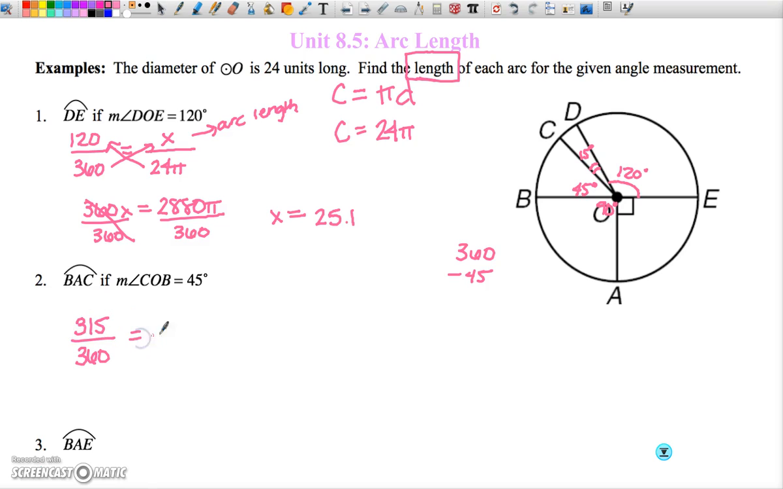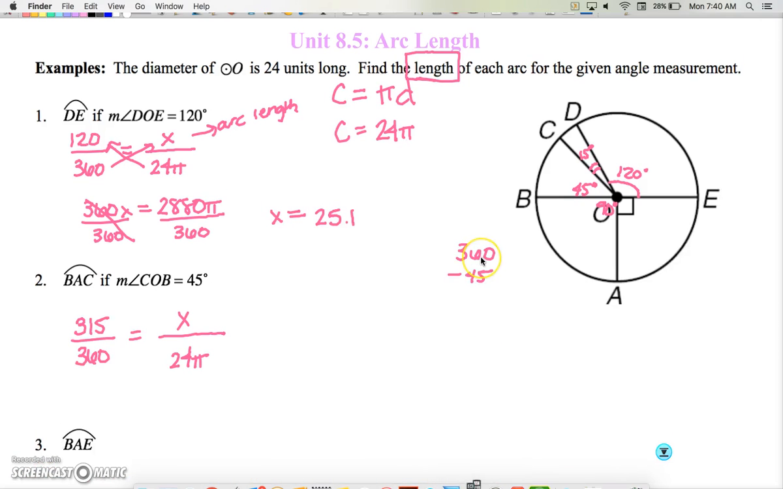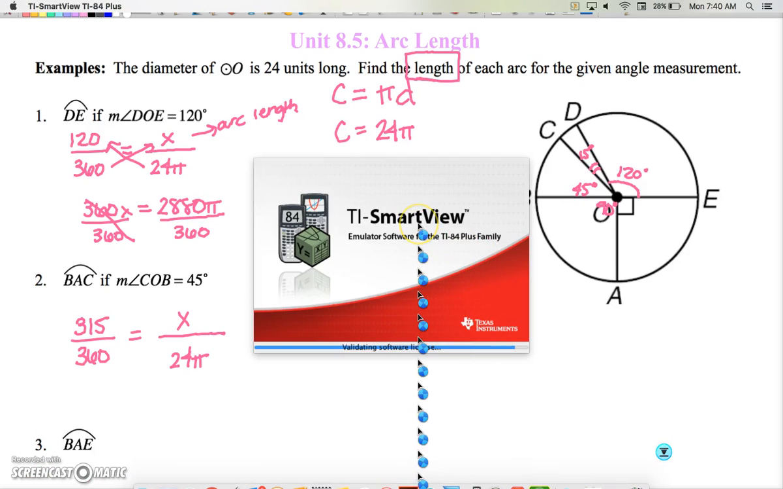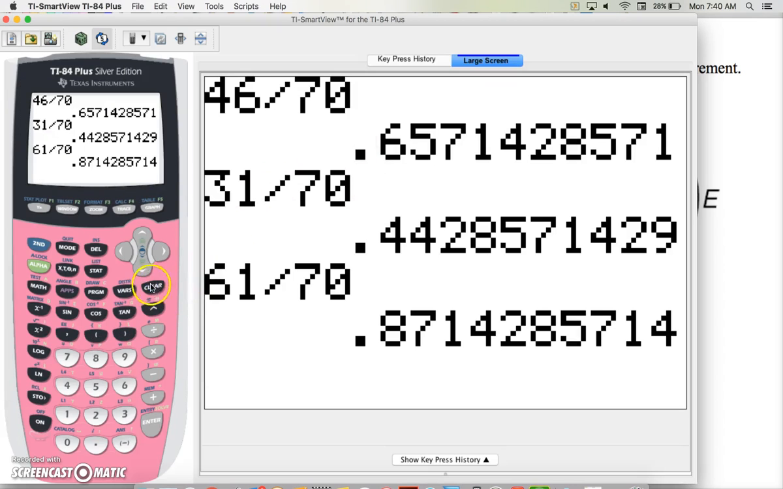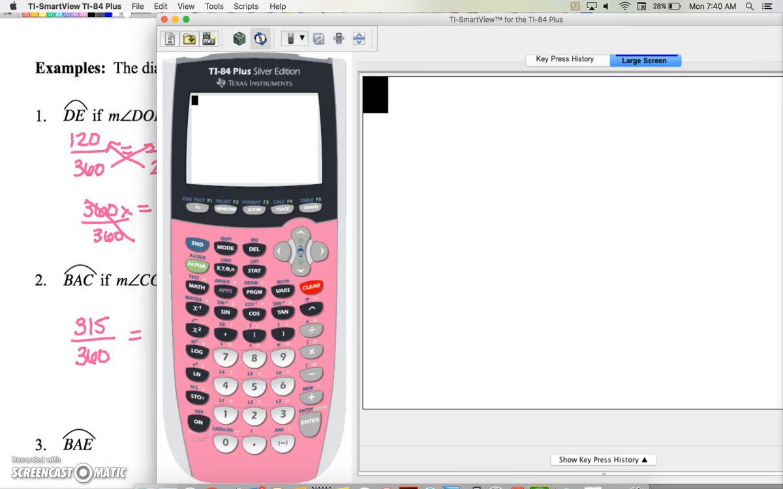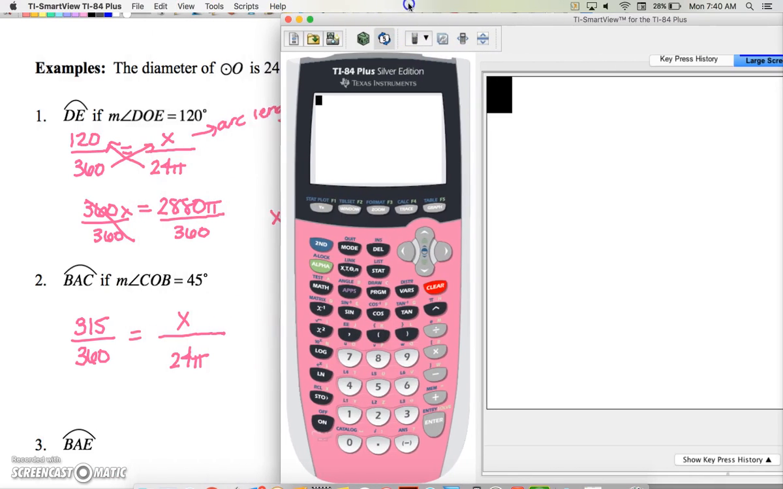We put that over 360 and set that equal to x, which represents our arc length, so how long is that distance all the way around, and we put it over 24 pi. Now this one, for some reason, I didn't actually work out, so this will work nicely for you guys, so I can show you how to do this on the calculator and how to get this worked out correctly.